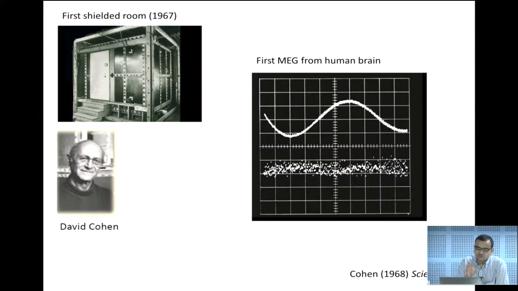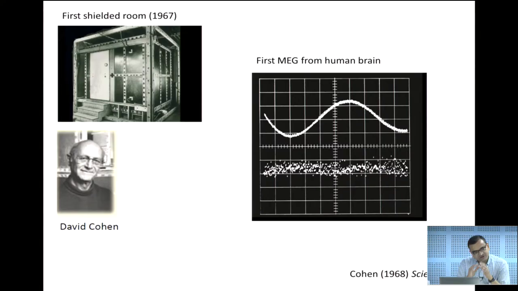He was one of the first, at least as far as we know, who took on this challenge, and he made the first shielded room. That was in 1967. Naturally, at that time the literature was very scarce about biomagnetism, let's put it like that.